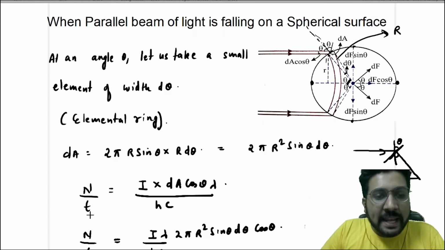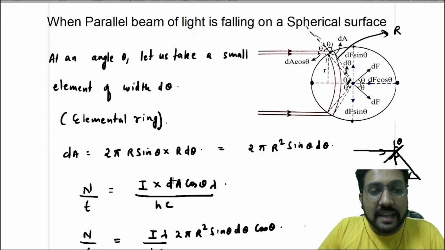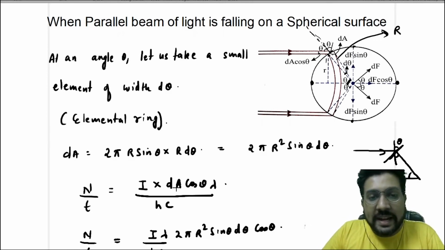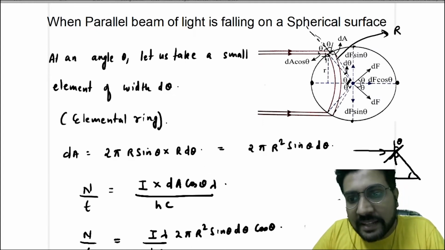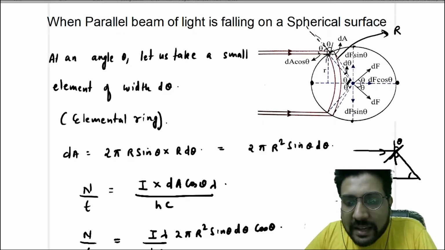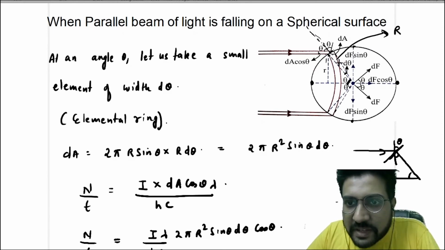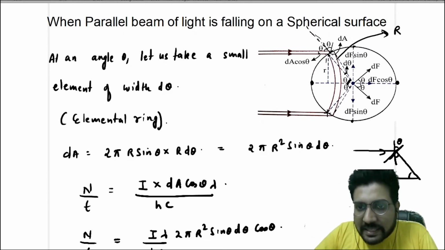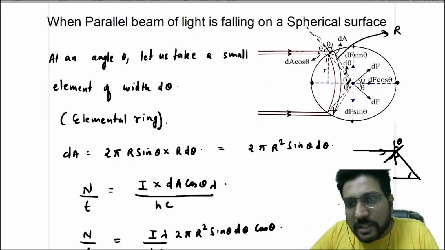You know that n by t is I into area divided by E. Now what is area? Area is the component of area which is perpendicular to the beam, right? Now the beam is in this direction. The area is in this direction. Okay, I'm only checking for this element. For every element it will be the same. So inside this element you can take lots of smaller elements.